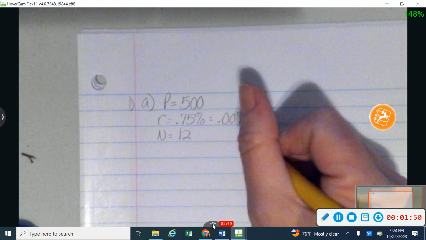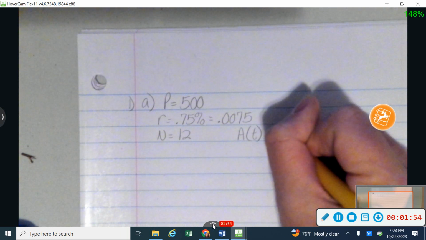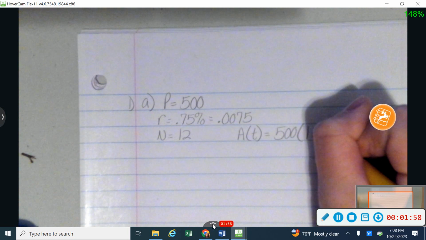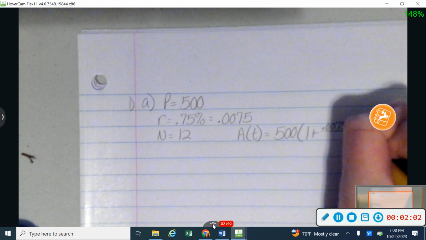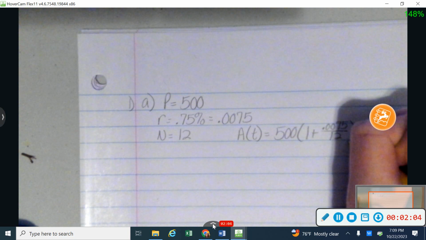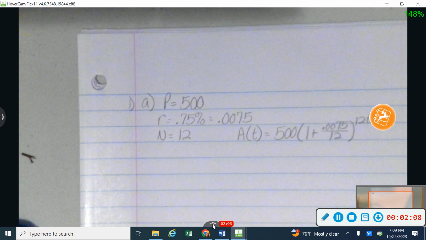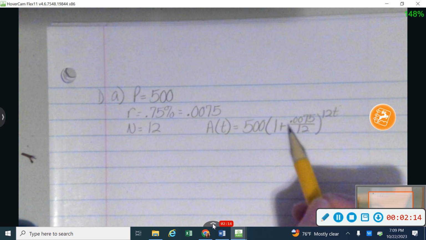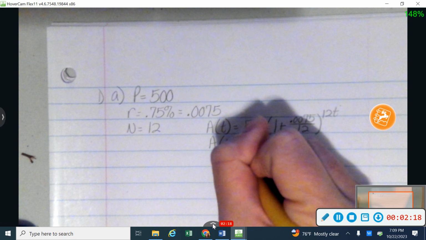All right, so part A is just asking me to fill into the formula. So A at T is going to be equal to P times 1 plus my rate, 0.0075, divided by N, which we just found to be 12, to the 12T power. So I'm going to take that principal amount, my rate, and N, and fill it all into my formula. I'm going to go ahead and do a little math on this inside part right here as well.